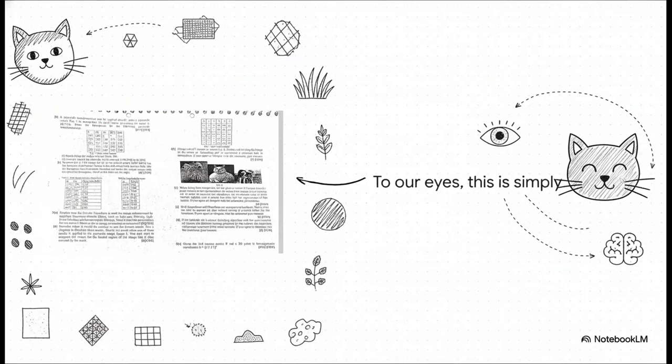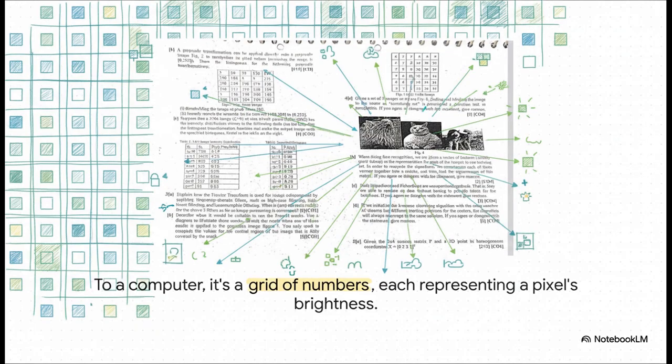Right, so we look at this image from the exam paper, and our brains just instantly get it. It's a cat, there's some grass, different textures. For us, it's totally effortless. But for a computer? Oh, it's not a cat at all. To a computer, it's this: a huge grid of numbers. Each one of those numbers just represents a tiny little dot, a pixel, and tells the computer how bright that specific dot is. That's it.